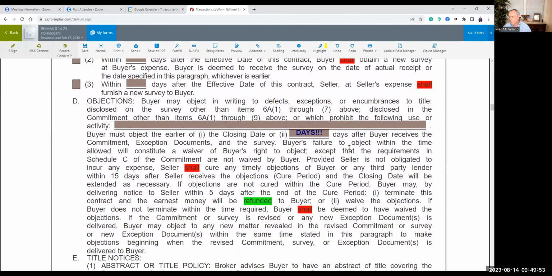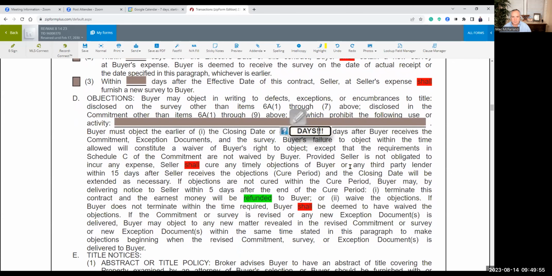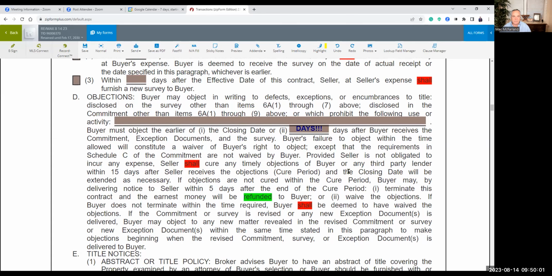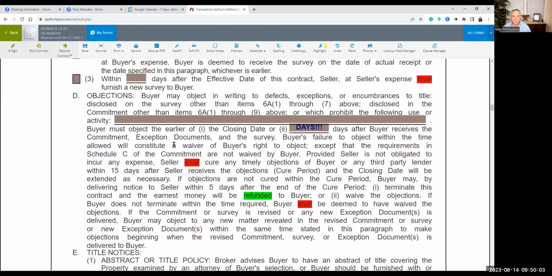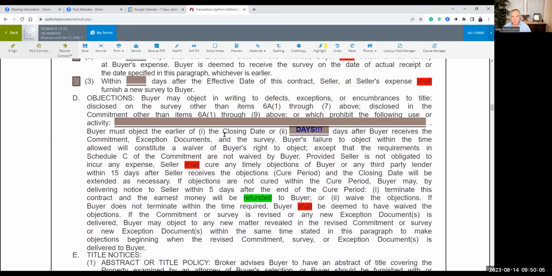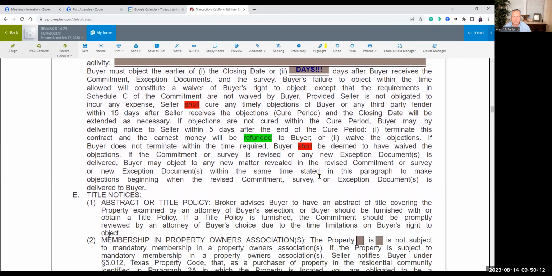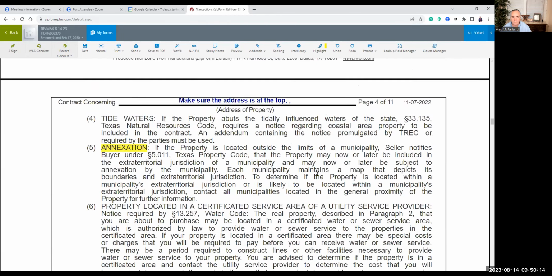We're good. There's the objections. I put days in here just as a reminder. That should be on the handout that I threw in the chat for you as well. We should have days in there so that we have the opportunity to object if there's any issues with anything. And survey is usually the last thing to come in there, so we want to make sure that we have everything covered. All right, any questions on anything we've covered so far?